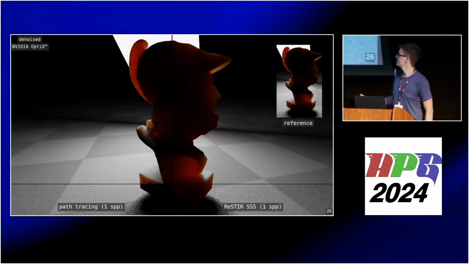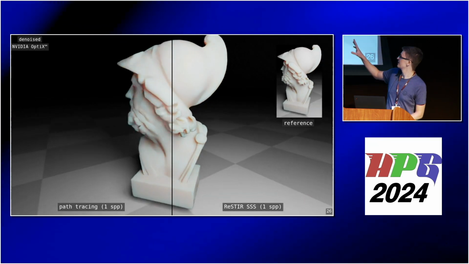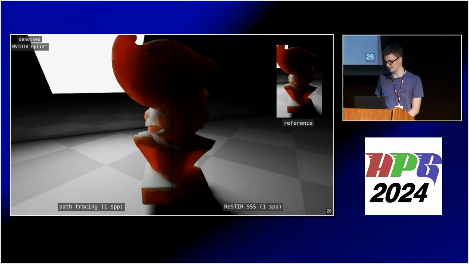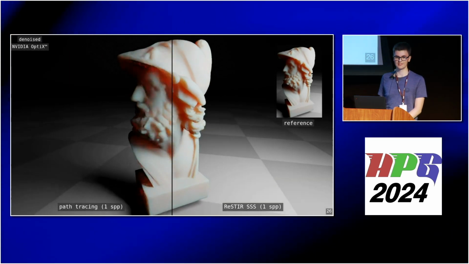When we apply the denoiser, you can see on the left side that we have these flickering artifacts because these darker regions are undersampled. And as you can see on the right side, we get mostly rid of these flickering artifacts.